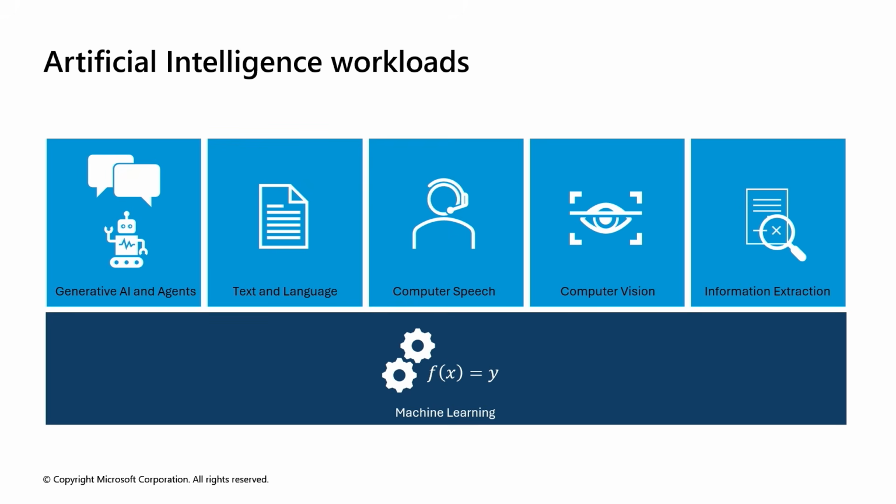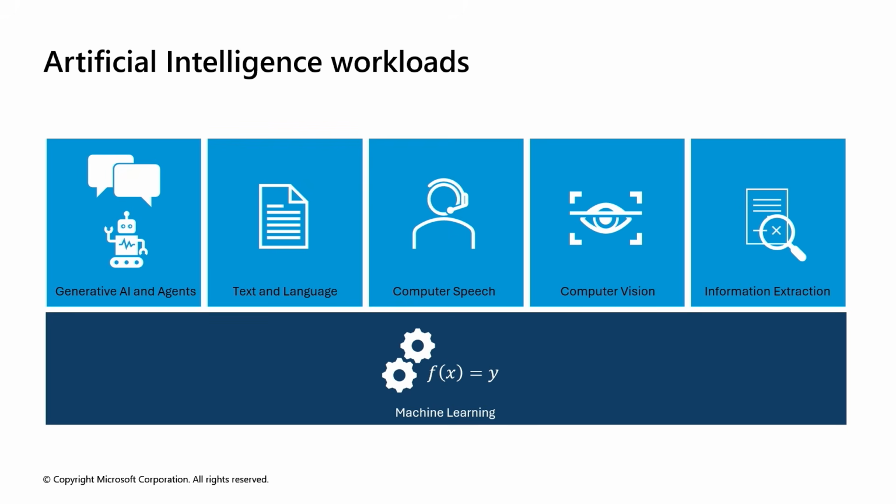Then we add computer speech. AI learns how humans speak, so it can turn your voice into text, understand what you are saying, and even respond out loud. Next is computer vision, where AI understands images and videos, recognizing faces, reading scanned documents, or analyzing visual data. We also have information extraction, which focuses on pulling key facts from unstructured content, like finding dates, names, action items, or insight hidden inside documents and messages.